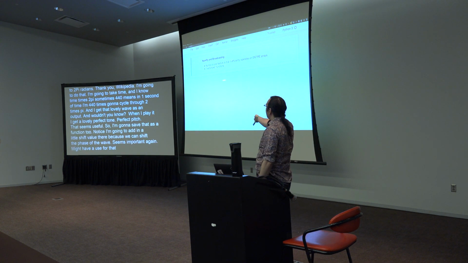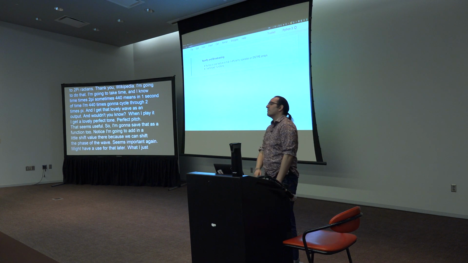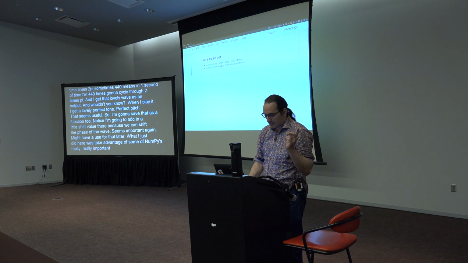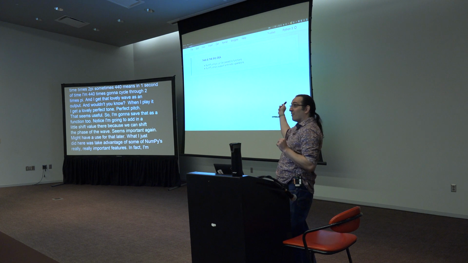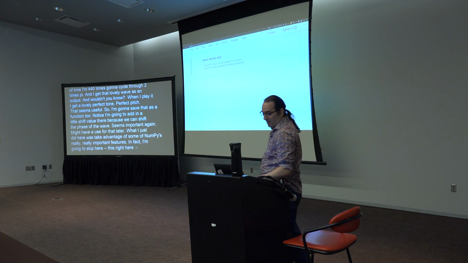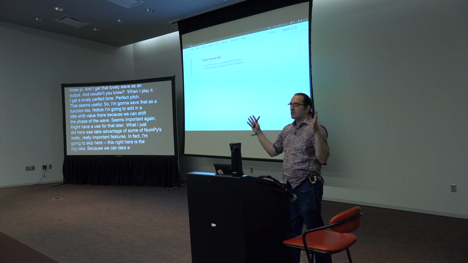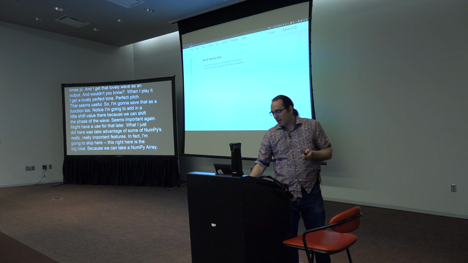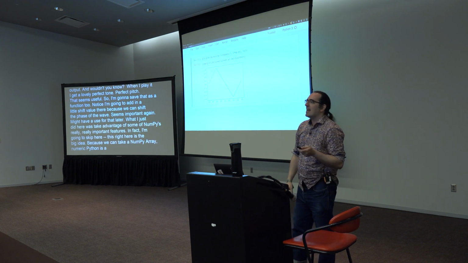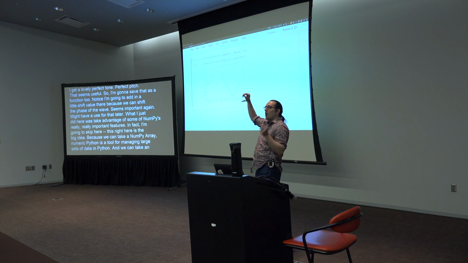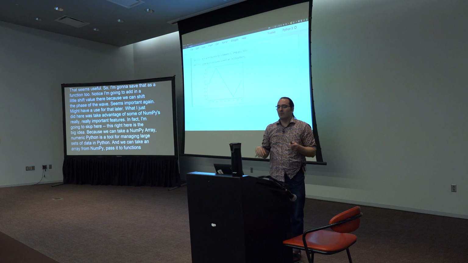What I just did here was take advantage of some of NumPy's really, really important features. In fact, let me skip here. This right here is the big idea. Because we can take a NumPy array. Numeric Python is a tool for managing large sets of data in Python, and we can take an array from NumPy, pass it to functions, we can add them together, we can subtract them from each other.